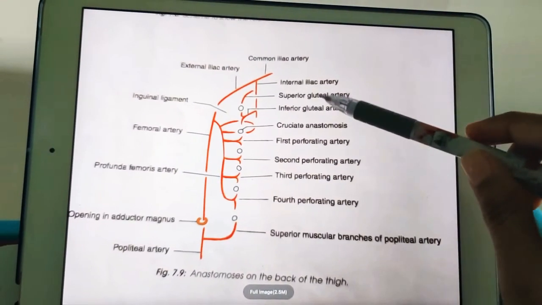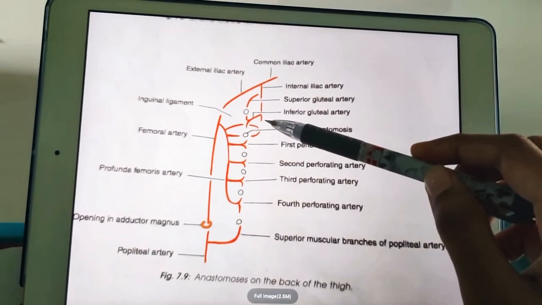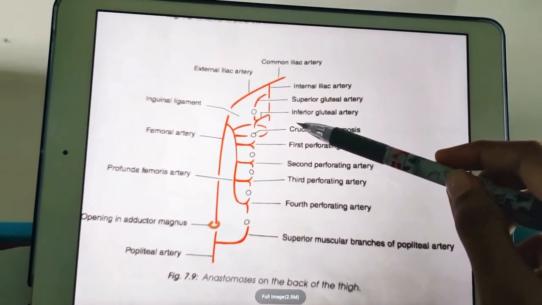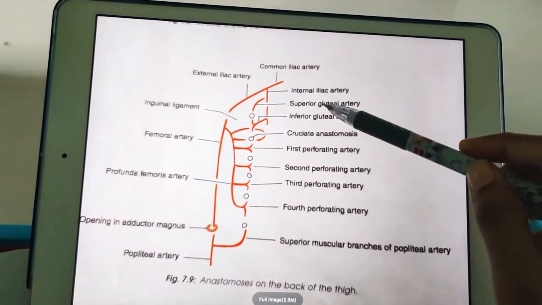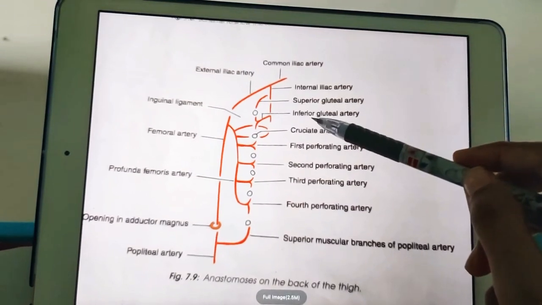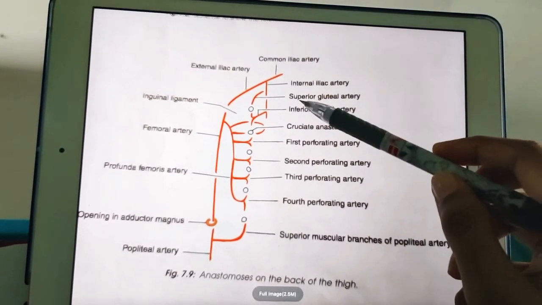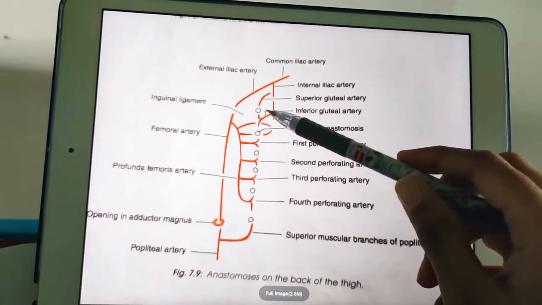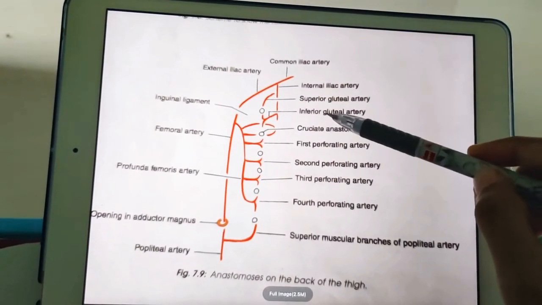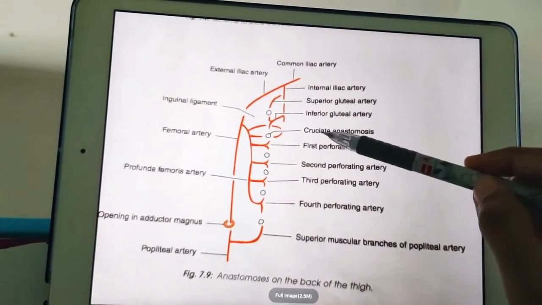Now let us move on to the branches of the internal iliac artery side. So from the internal iliac artery side, you have 2 branches only, that is the superior gluteal artery and inferior gluteal artery. You should know one more thing, that the superior gluteal artery is in turn divided into superior and inferior branch, and inferior gluteal artery is also divided into superior and inferior branch. In the superior gluteal artery, both the superior and inferior branch participate in anastomosis, whereas in inferior gluteal artery, only the superior branch will participate in anastomosis, that is the cruciate anastomosis.